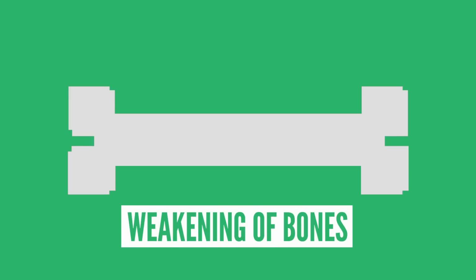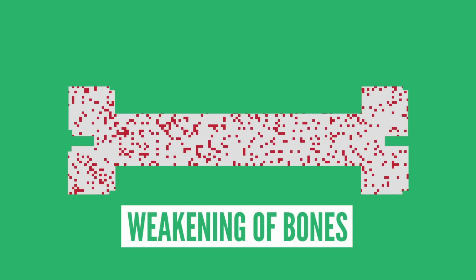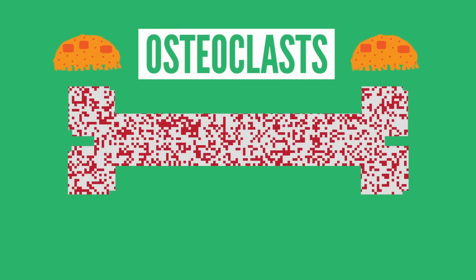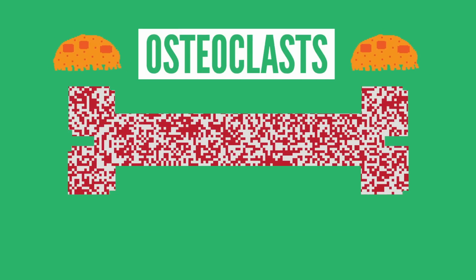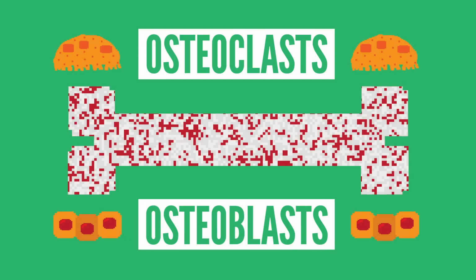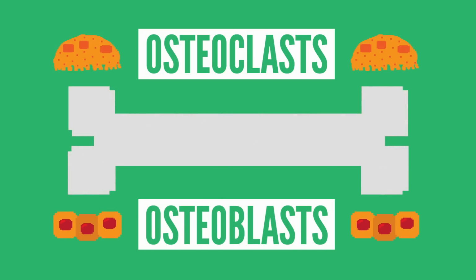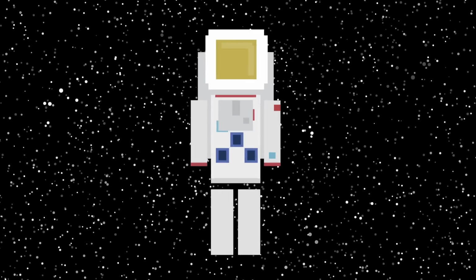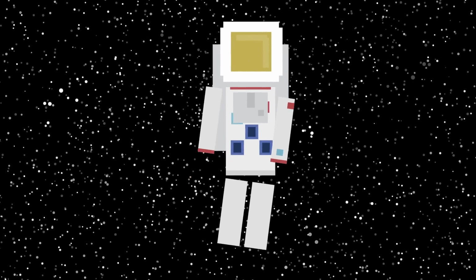One of the most well-known consequences of space travel is the weakening of bones. Throughout your life, your bones are broken down by large cells called osteoclasts, releasing calcium into the bloodstream. And at the same time, other cells called osteoblasts make new bone. And for most of your life, these two processes tend to balance each other out. But that changes when an astronaut goes to space and lives in microgravity.